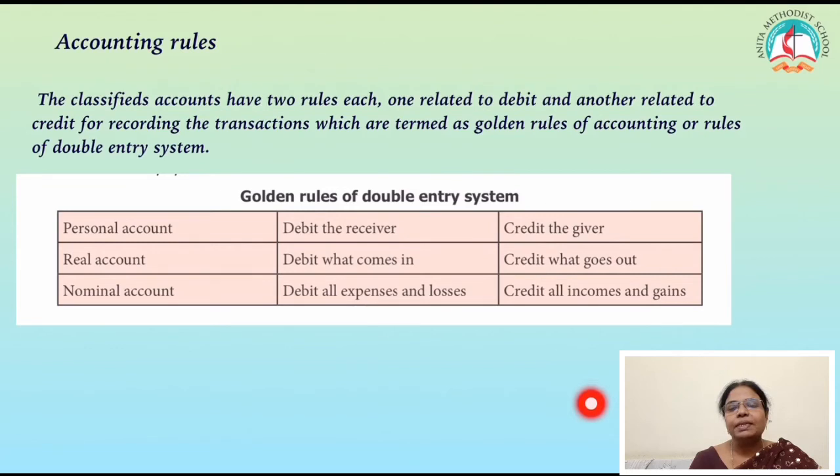First one is personal account: debit the receiver, credit the giver. Second one is real account: debit what comes in, credit what goes out. And the third one is nominal account: debit all expenses and losses, credit all incomes and gains.